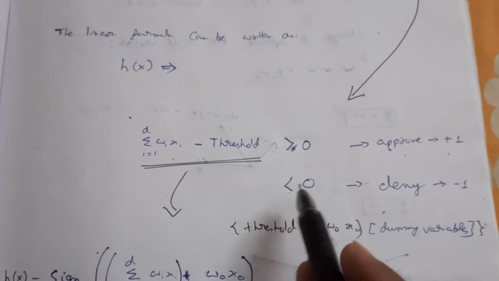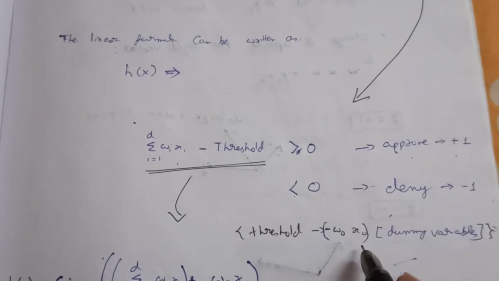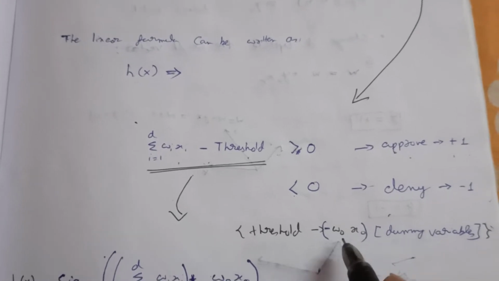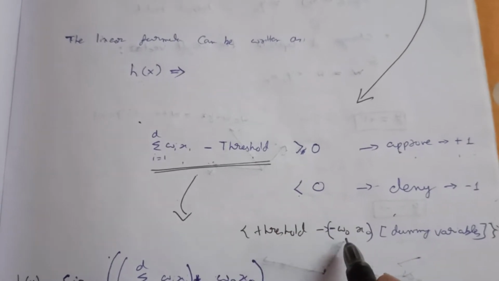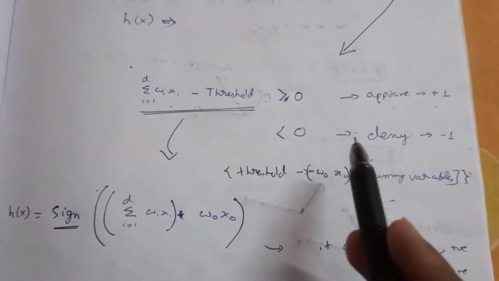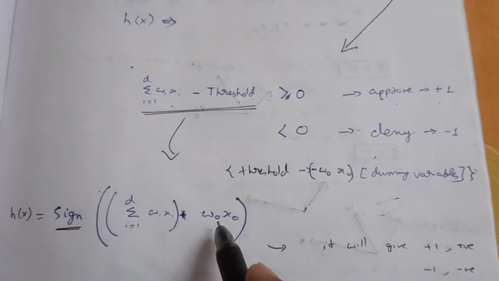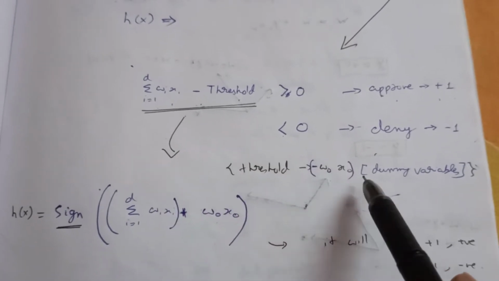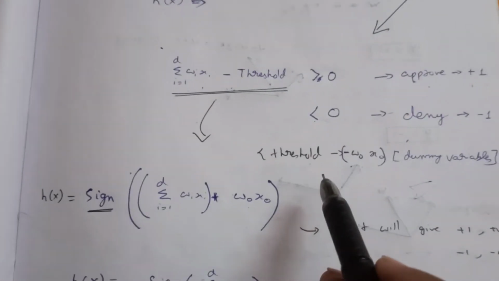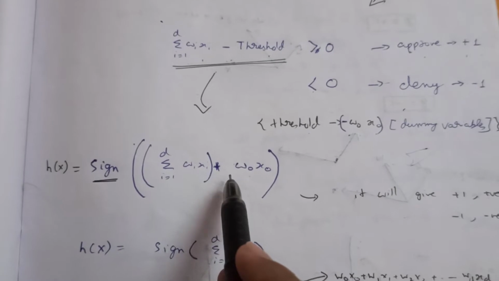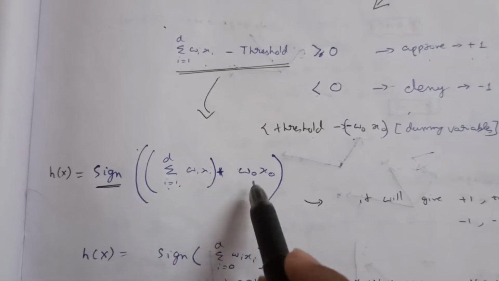Now what is the value of this threshold? We will write this threshold as -w0 x0. These are dummy variables, and we will write the threshold like this, -w0 x0. So it will become the summation of i equals 1 to d of wi xi plus w0 x0, because minus of minus w0 x0 will become plus w0 x0. So this minus w0 x0 is the value of the threshold. Now we can write this as summation i equals 1 to d of wi xi plus w0 x0.